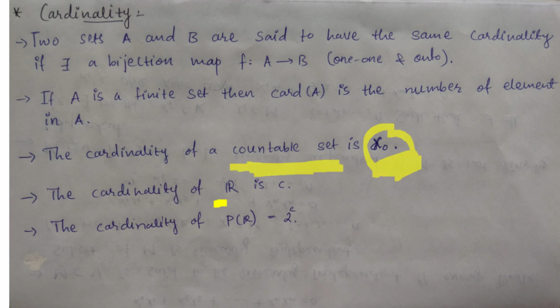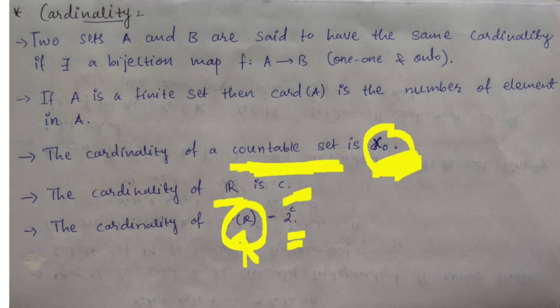Next, the cardinality of R is C. Also note that this C is not the complex number, not the complex plane. It is simply C. Here R is the set of real numbers, and again, this C is not the complex plane; it is just simply C, and this is also the standard notation for the cardinality of R. And the cardinality of all polynomials over R is 2 to the power C.